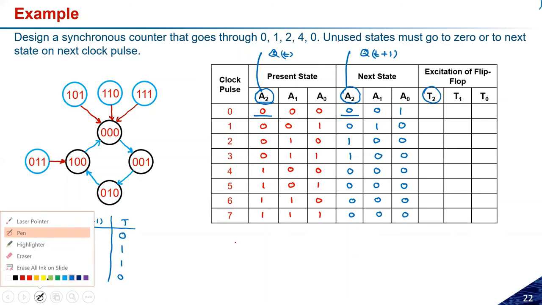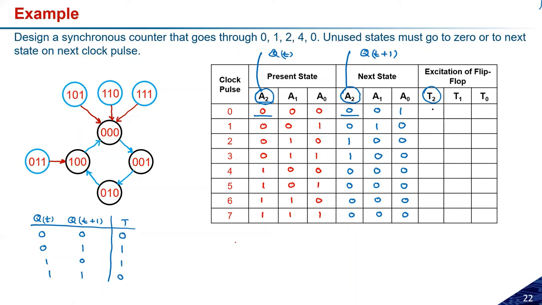So let me use a different color. If it is 0 and 0, that will give you 0. 0 and 0, again it will give you 0. 0 and 1, that is giving 1. 0 and 1, it is giving 1. 1 and 0, it is giving 1. 1 0 1 0 everywhere, so it will be 1 1 1 1. This is how the T2 column will look.